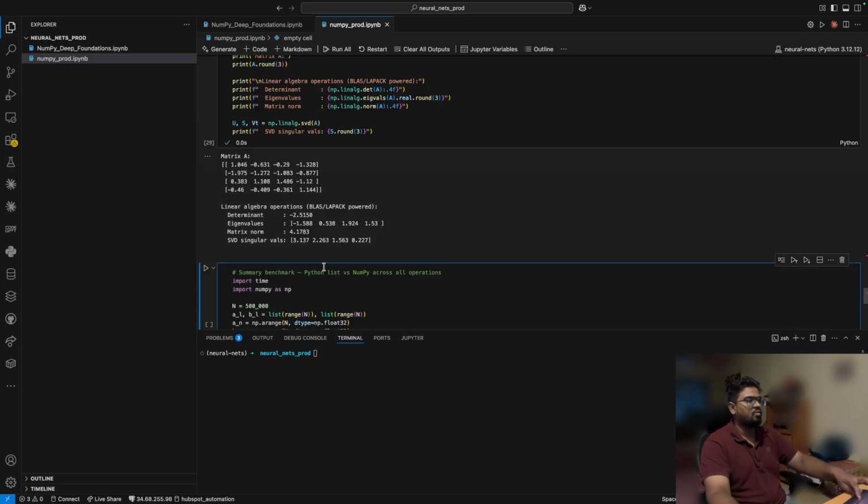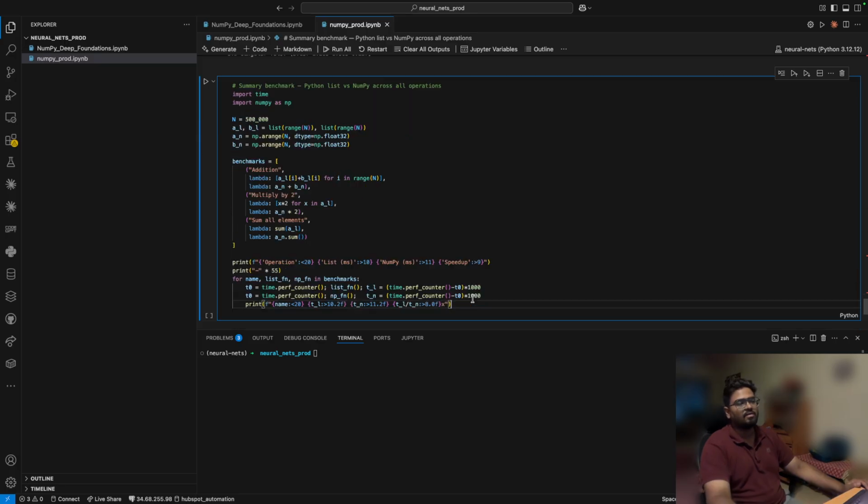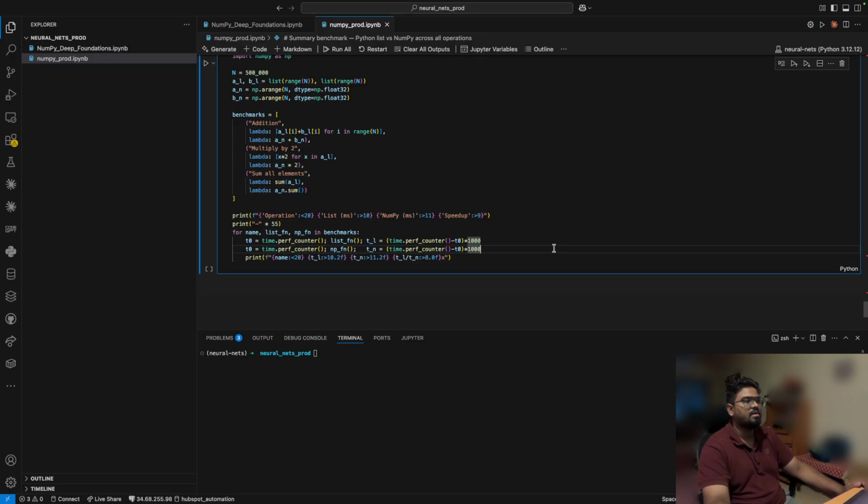coding test, wherein we are again trying to do everything. So we are trying to do addition. The first place we are doing this element-wise in the pure Pythonic way. This is the NumPy way. This is Pythonic. This is NumPy. This is Pythonic. This is NumPy. And then we are trying to calculate the time taken by each of them.